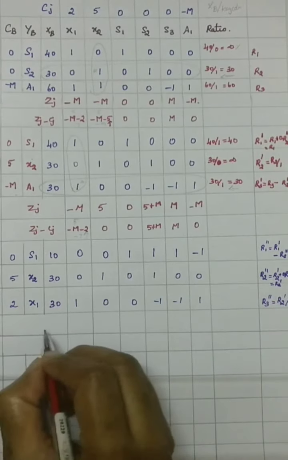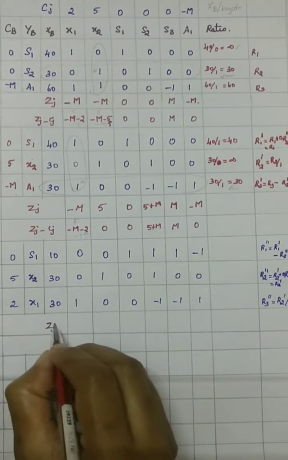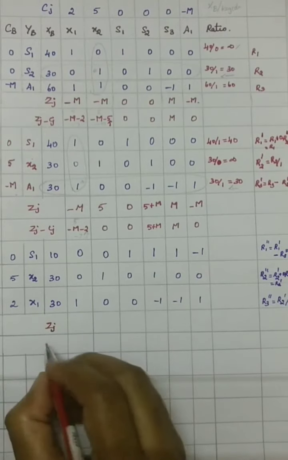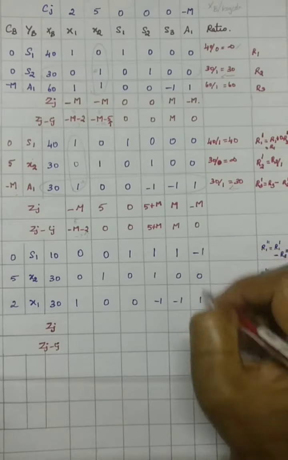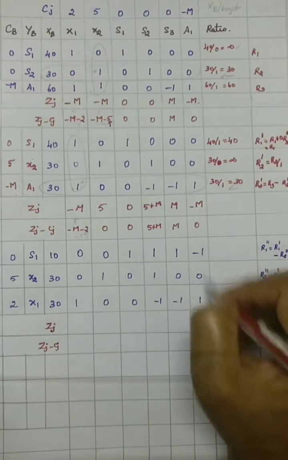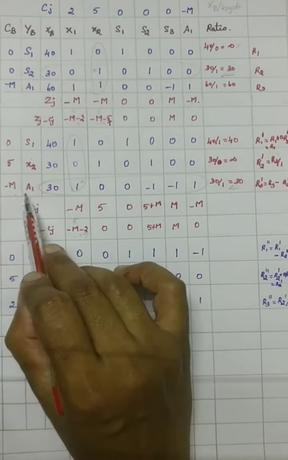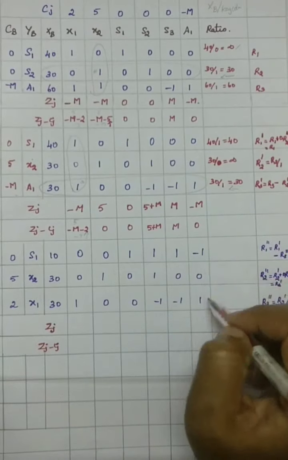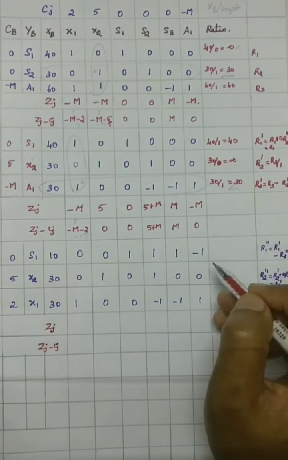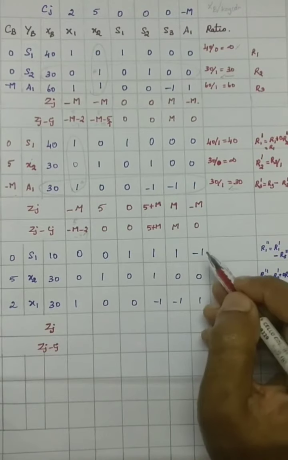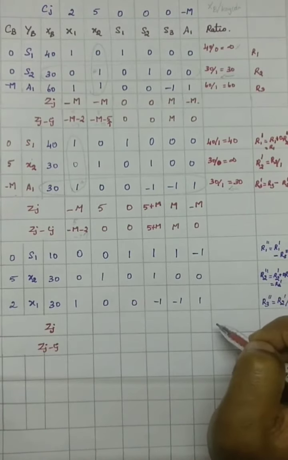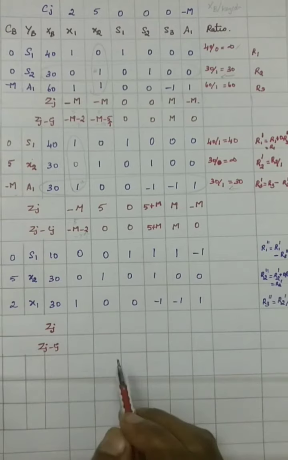Okay, in the next step, you have to find out the Zj value and the Zj minus Cj value. Here the A1 column is not needed, because once we are leaving the artificial variables, we omit this column. Otherwise, you can write it, that is also no problem. In the next table, we are omitting this A1, the artificial variable column.